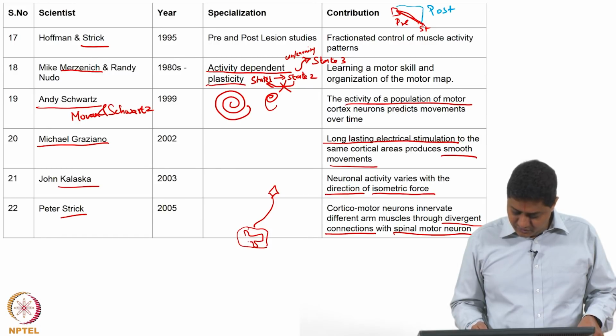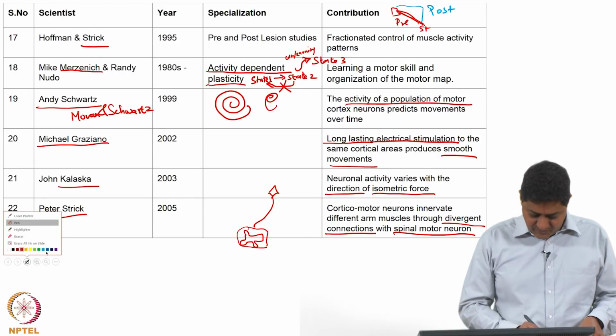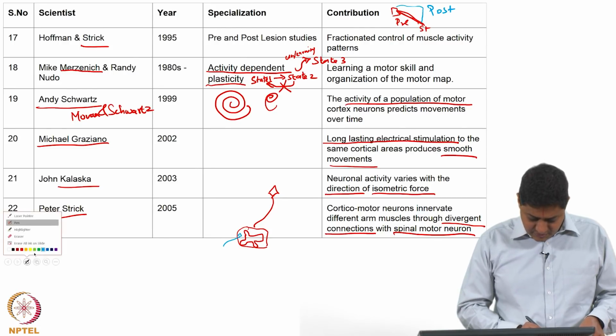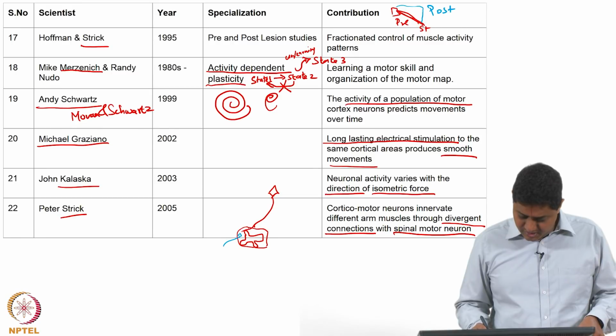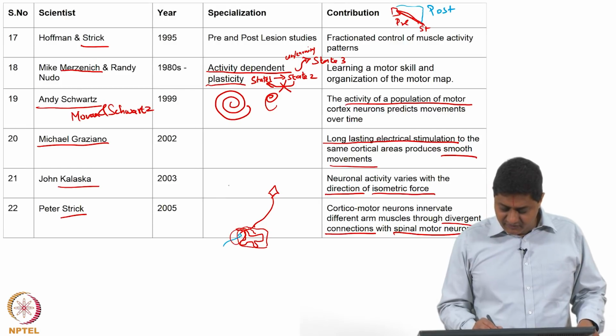What does this refer to? This refers to the spinal cord. Obviously, I am drawing the classical spinal cord picture. This could innervate multiple areas. So, this corticomotor neuron can innervate multiple areas, and also remember one area can receive inputs from multiple neurons, right.